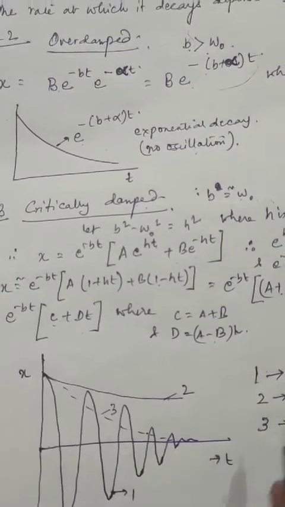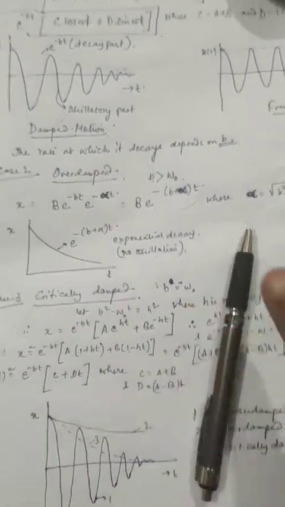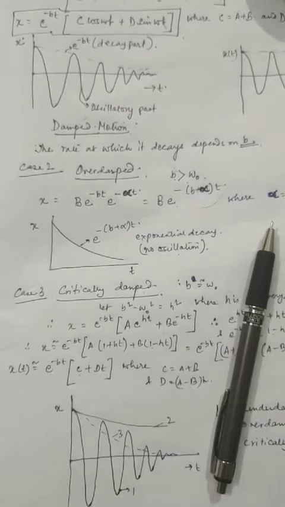There is oscillation in the underdamped case. These were the 3 types of damped oscillatory motion. In the next class, we'll be dealing with forced vibration.